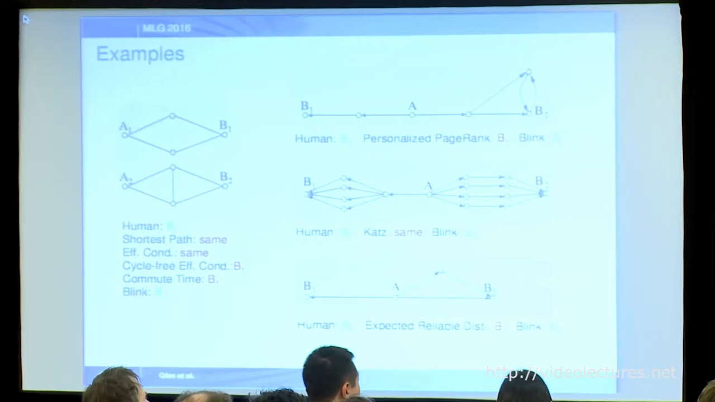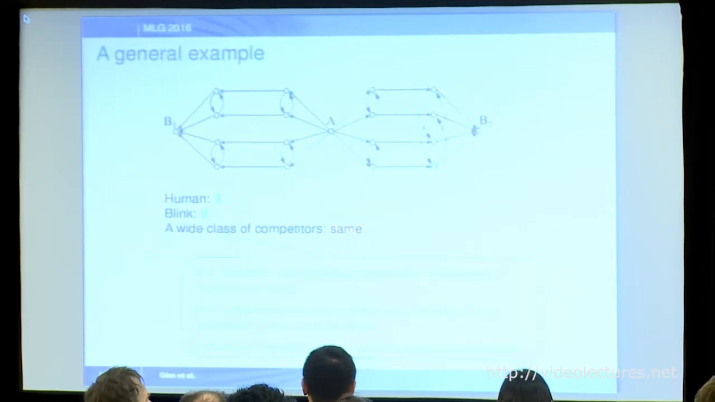Well, for more details or for debate, I'll be at my poster during the coffee break. It's over there. Now, here's a more general example. Again, I argue that the AB2 relation is perceived to be the stronger one. And again, Blink agrees with humans all the time, no matter what the edge weight is. And the wide class of competitors simply cannot distinguish B1, B2.